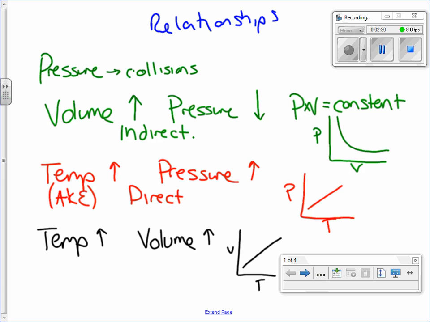So be ready to predict what these graphs are going to look like. Recognize the graphs for them, and just be aware of these relationships. Remember that pressure and collisions are going to help you predict what is going to happen.